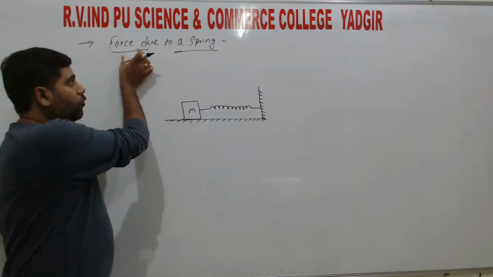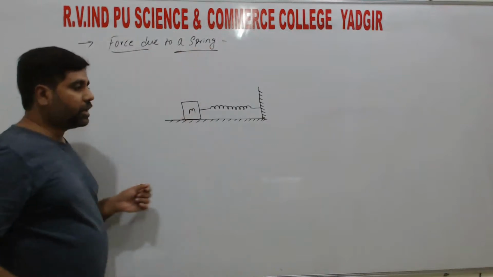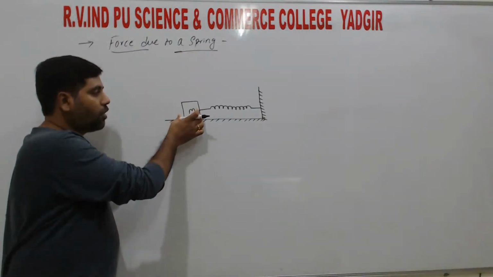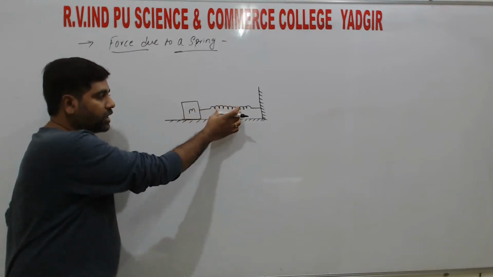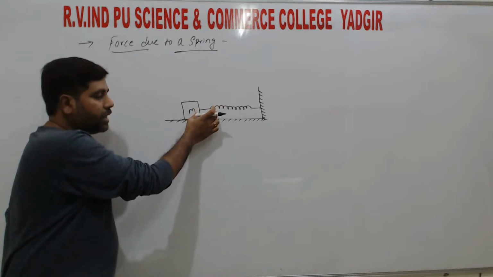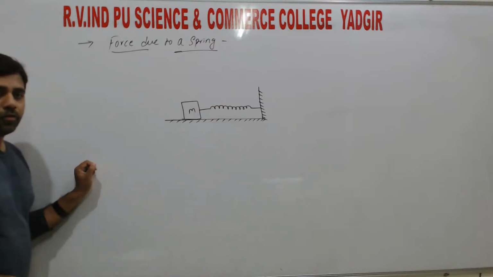So here is the force which is due to the spring. Here contact force means one object is in contact with another object. So a block which is connected to the spring, here there exists a contact force, right?